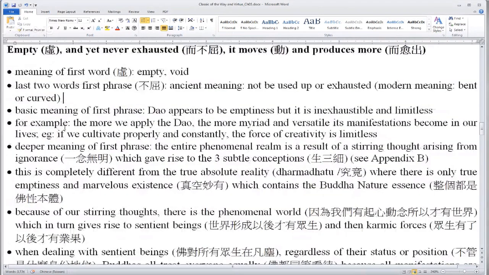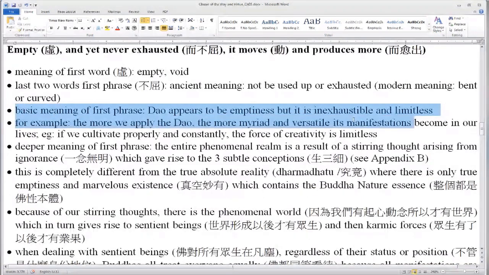So the basic meaning of the first phrase is that the Tao appears to be empty. Remember, it's empty, but it is never exhausted or used up. You can say it's limitless. Its functions are limitless and never used up. For example, the more we apply the Tao, the more myriad and versatile its manifestations become in our lives.